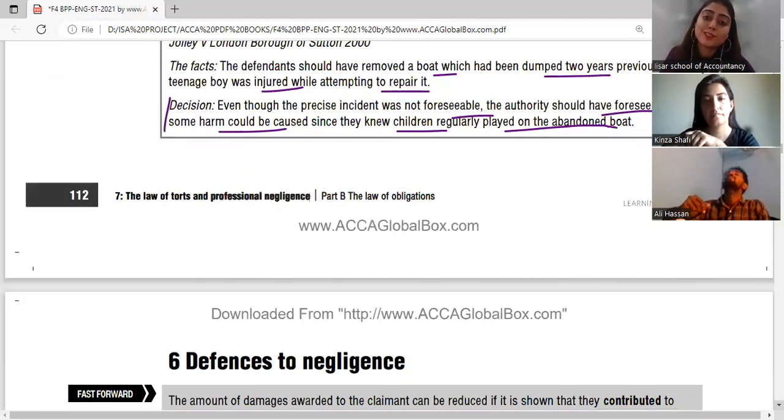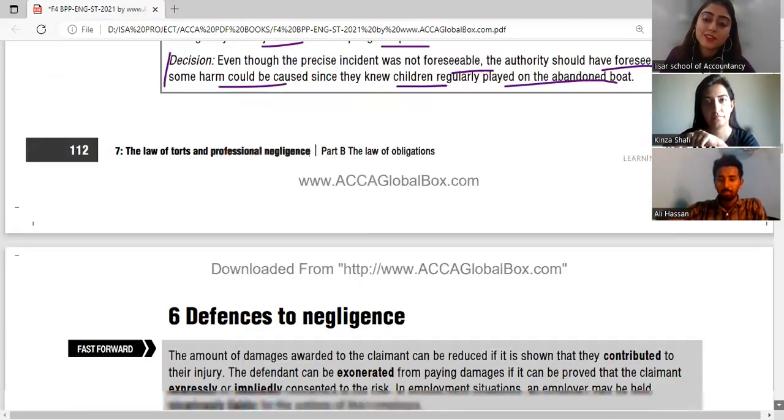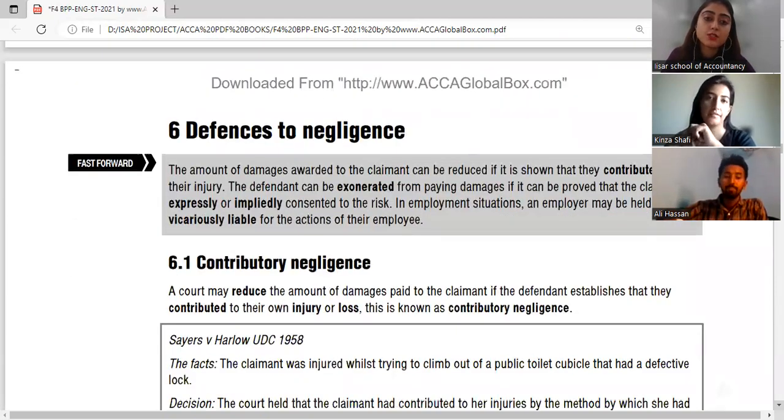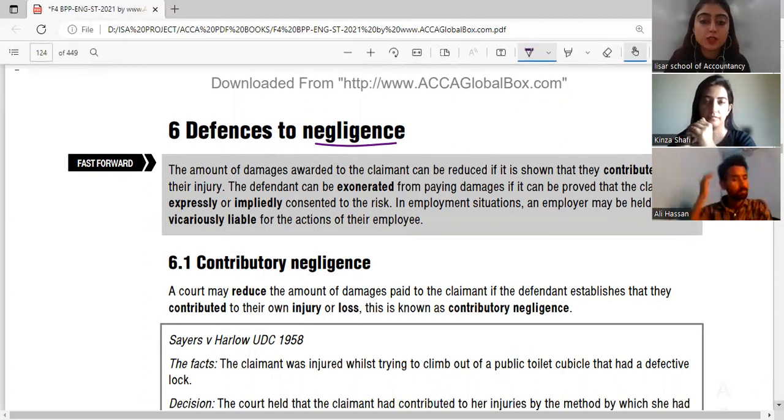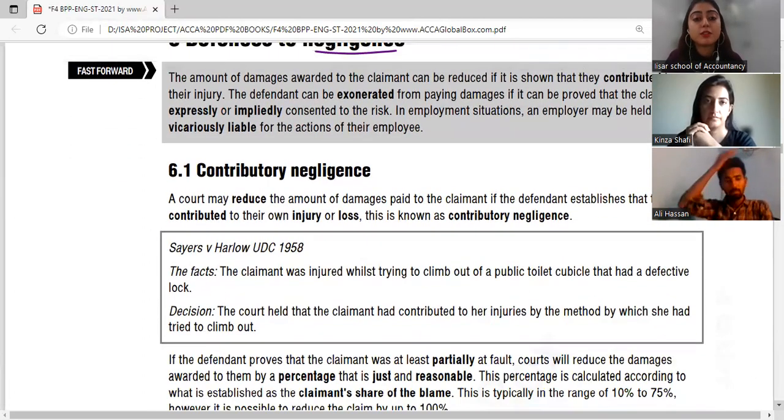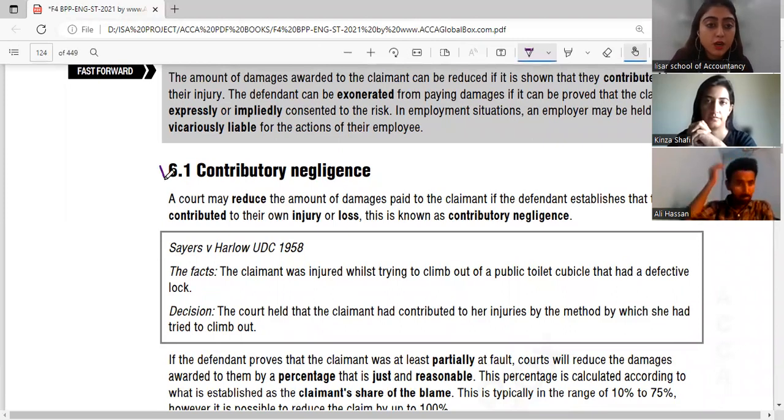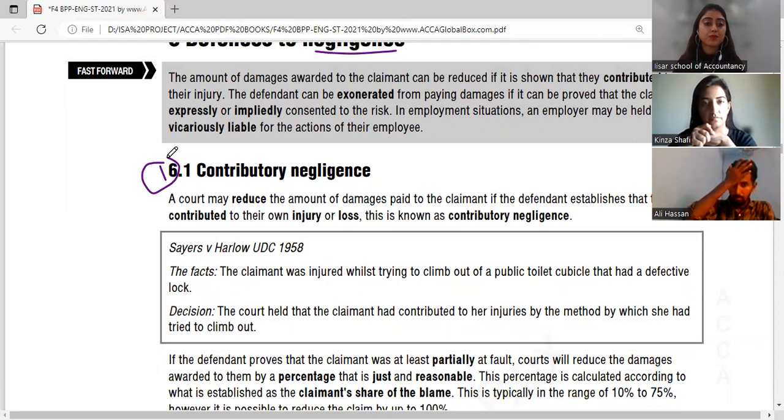Now, it varies from case to case, right? Now, defenses to negligence. Negligence has happened, a mistake has been made, so now what do you do? What can you present in court? What reasons can you give to defend yourself? Number one, very important, contributory negligence. Contributory negligence, we just read a while ago, that is the act of the claimant.